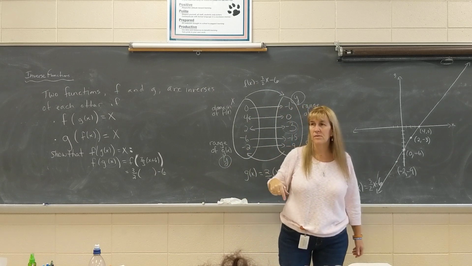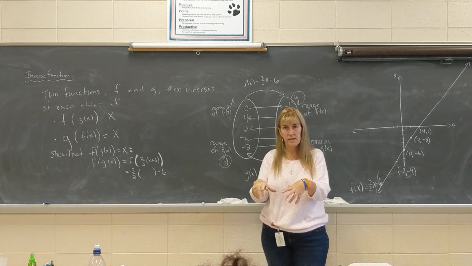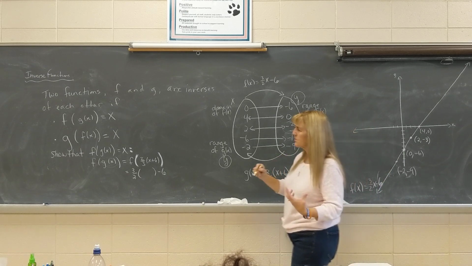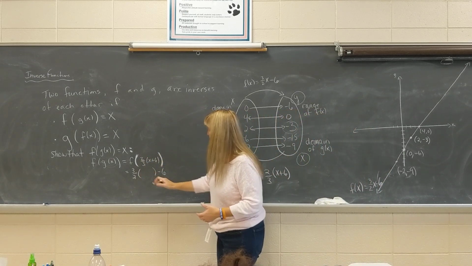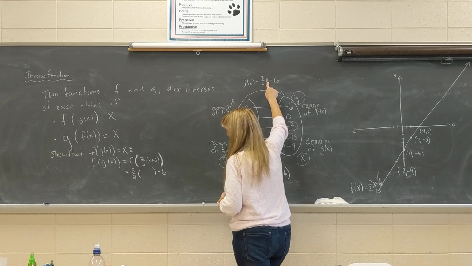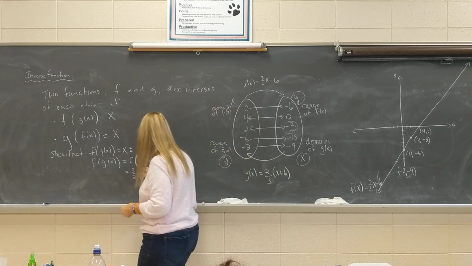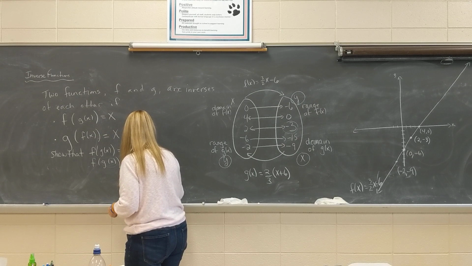This time my input though is gonna be all of the function g. So this whole g function, this 2/3 x plus 6, literally has to go in that set of parentheses where this x is. So I'm putting a function into the function f. So 2/3 times x plus 6.